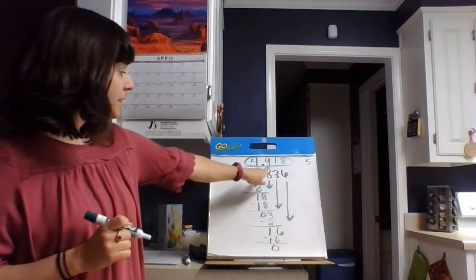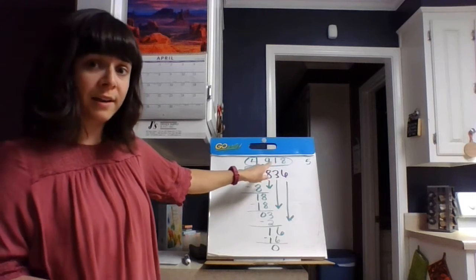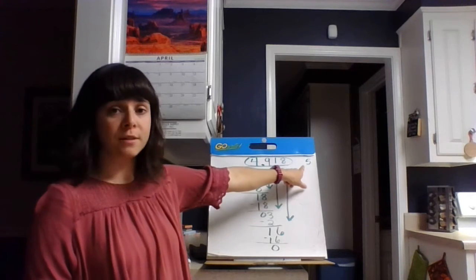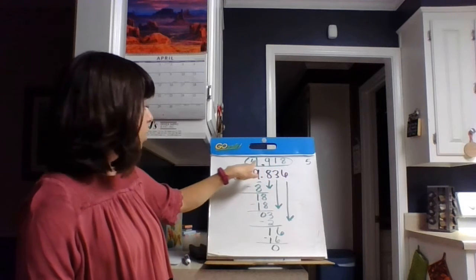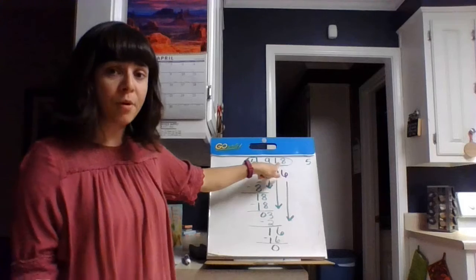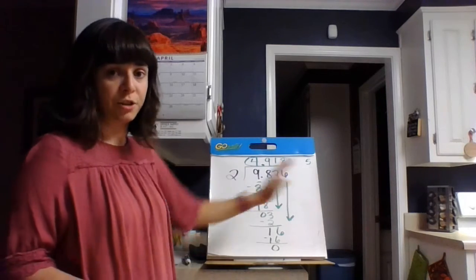So if you accidentally had your decimal in the wrong place, and that is easy to do when you divide, you could see that it is not close to my estimation. If I had the decimal here, or even here or here, for example, I would know that that's pretty far off from my estimation. Okay?